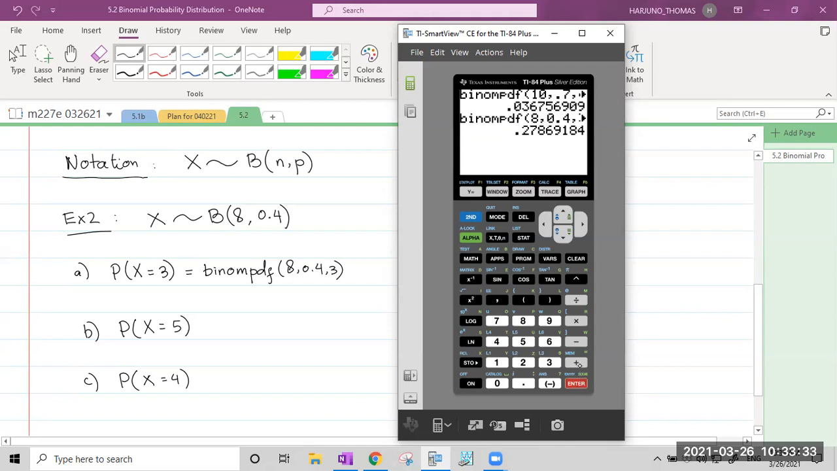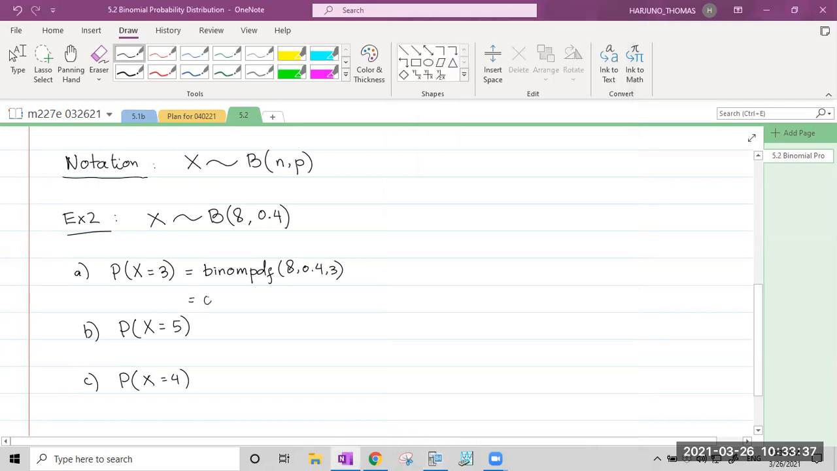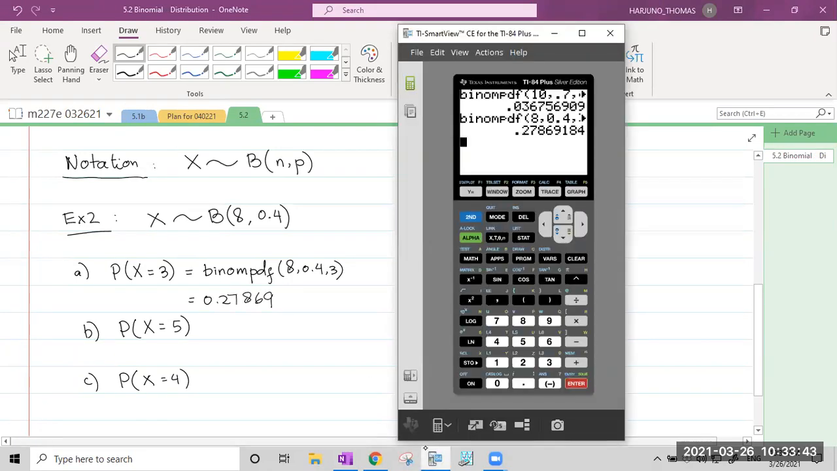This is the probability, 0.27869. That's the probability to have 3 successes. Is it right? That's 3 successes, right? That's right.